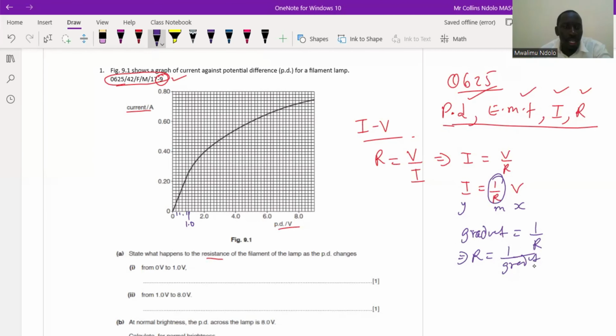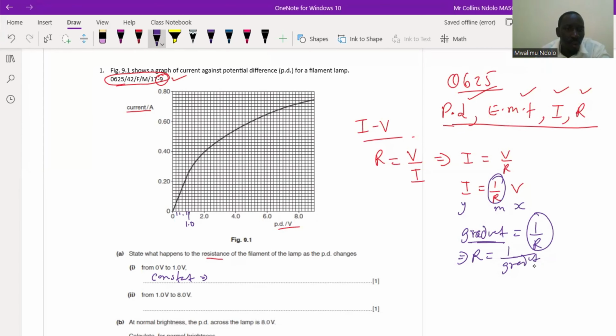Now, we need to look at the nature of the graph at this particular point. You can see clearly that between 0 and 1, the graph is actually a straight line. So if the gradient is constant, that means 1 over R, which is the gradient, is also constant, and therefore the value of R is constant. So the value of resistance there remains the same throughout.